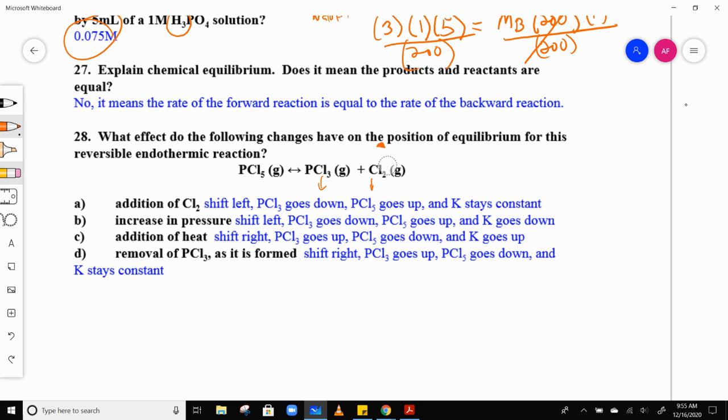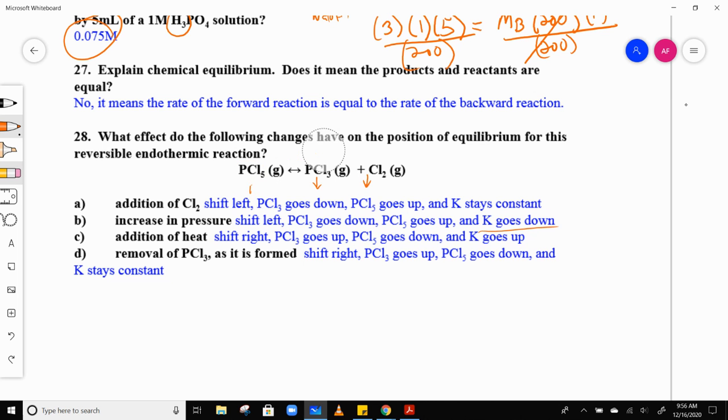Okay. Now, if we increase pressure, it's going to shift to the side with the least moles of gas. This side only has 1 mole of gas, so it's going to shift left. Therefore, these are going to go down. This is going to go up. And then K is also going to change. So if the products are going down, remember K is products over reactants. So if products are going down, then that means K goes down.